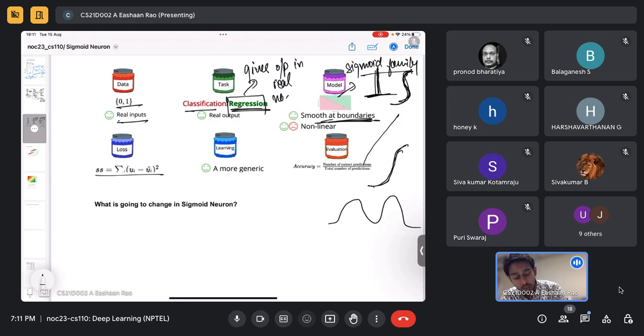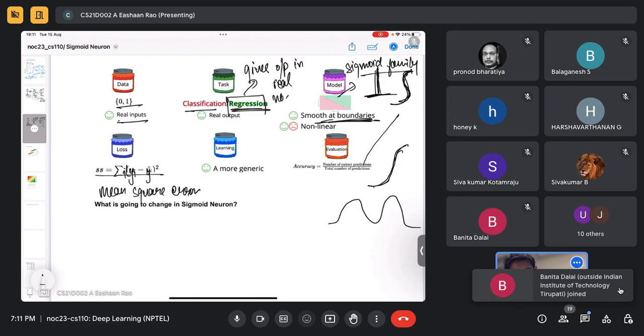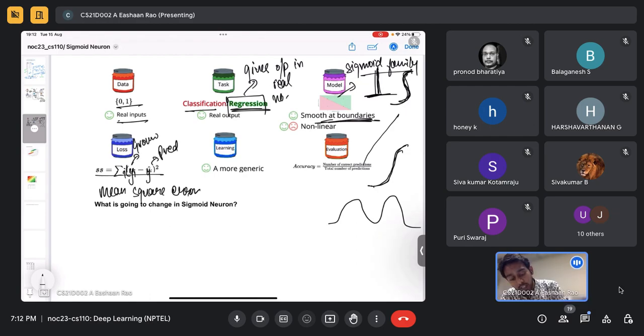I'm sorry for this, but it is wrong. I'm not able to take a proper screenshot, but it is basically mean square error. What you are doing is taking the predicted output and the ground truth, taking the difference, and squaring it. So this is mean square error. Learning is a more generic algorithm, which deals with gradient descent. We are going to discuss that part.